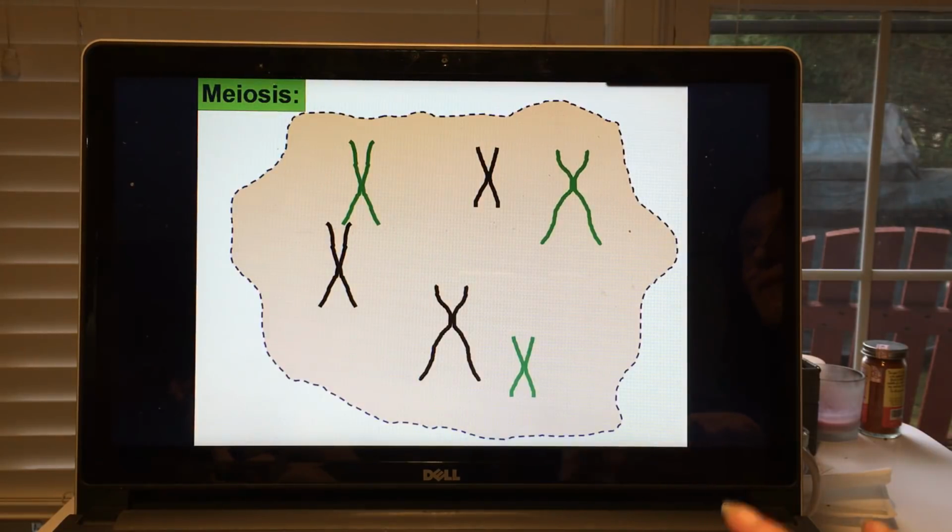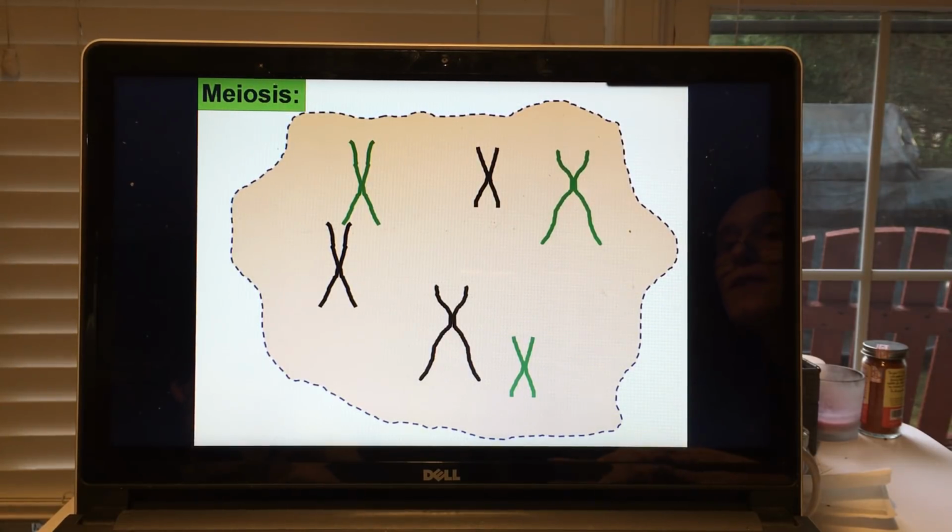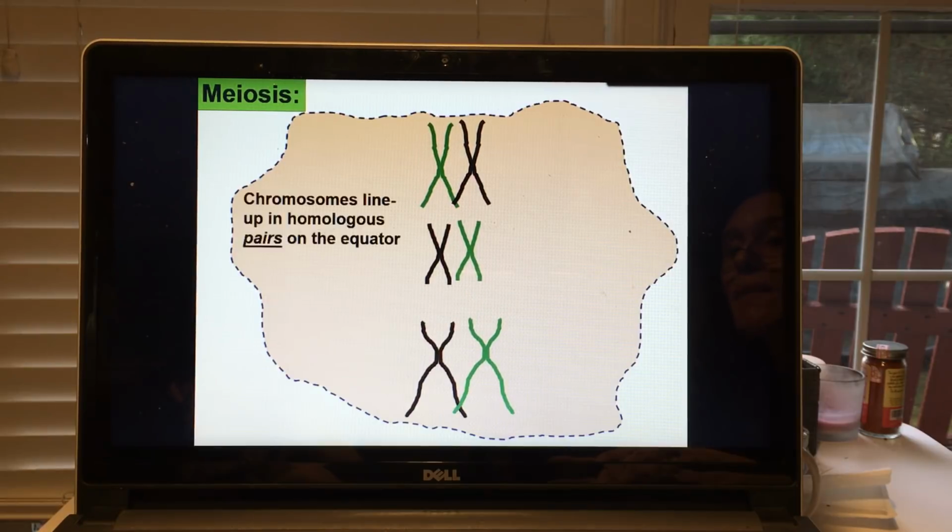With meiosis, if we still start off with the same species, if this was production of sperm or egg in that species, you'll see first that the homologous pairs line up. So it's not single file anymore. Each chromosome is lined up with its homologous pair. And you can't see this, but they find their homologous match during prophase 1. This is showing you metaphase 1.